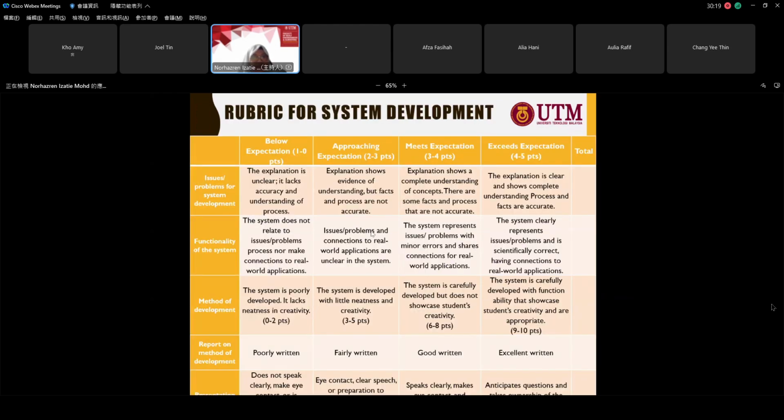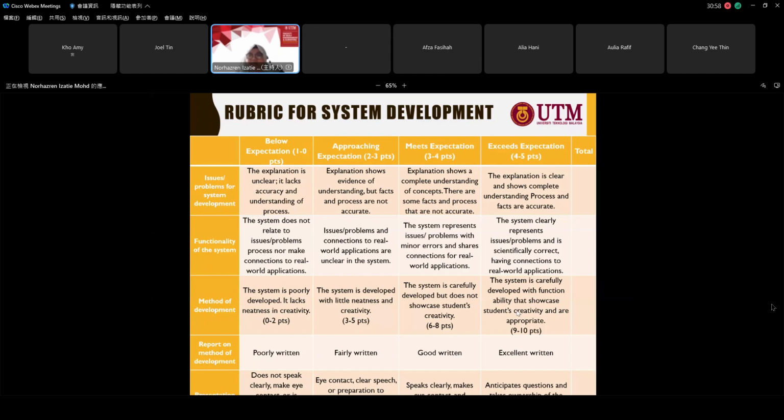So this is the rubric for group work. So issue, you can read this lah. If your issue or problem for the system development is explained clearly, shows complete understanding of the process, and is factual and accurate, then you get 4 until 5. Usually you must get 10, ataupun sinilah yang method of development ni, system development, you must carefully show how the function and ability work. This one is during the simulation.